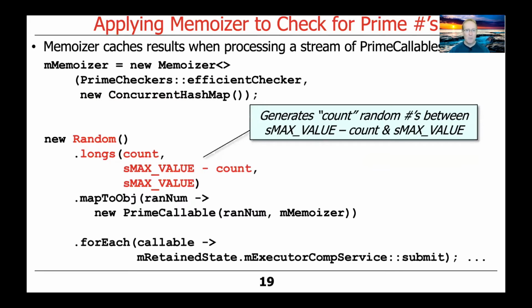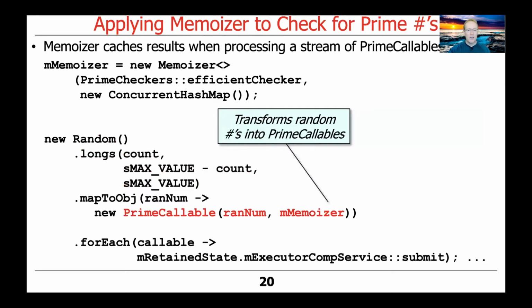When you do the computations, we generate count random numbers in the range between S max value minus count and S max value, and that's done to ensure duplicates. We then take each of those random numbers that were generated and we make a PrimeCallable. If you recall, the constructor of PrimeCallable will basically go ahead and just initialize those fields.